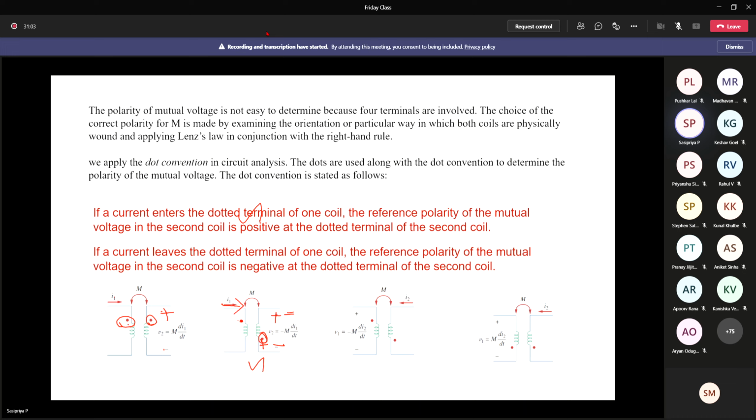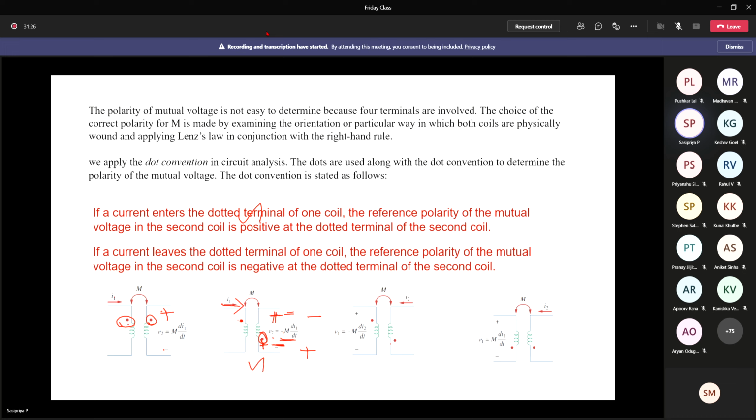So here it is positive. But how do we represent the voltage? Voltage is represented as plus with respect to this reference. Since this is plus, this will be a negative voltage: minus M into di by dt. My original voltage is like this, but since we measure the voltage at the opposite side, we'll have minus M into di1 by dt.